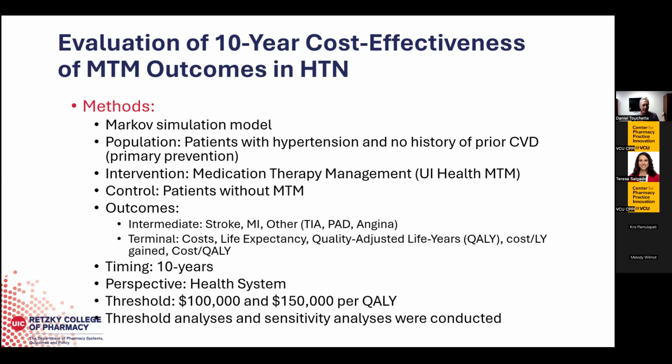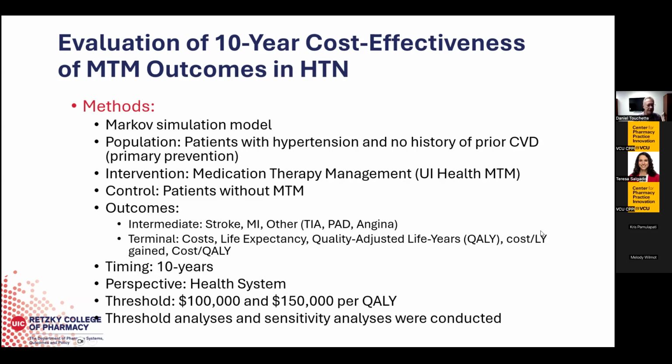So this study is a Markov simulation model. The population were all of the patients in our study, in our previous clinical study, who had hypertension and no history of prior cardiovascular disease. So we focused on primary prevention for this one. The intervention was the medication therapy management. The control were patients without MTM. The outcomes evaluated were stroke, MI, and other cardiovascular conditions that were all lumped together. So TIA, peripheral artery disease, angina were all grouped together.